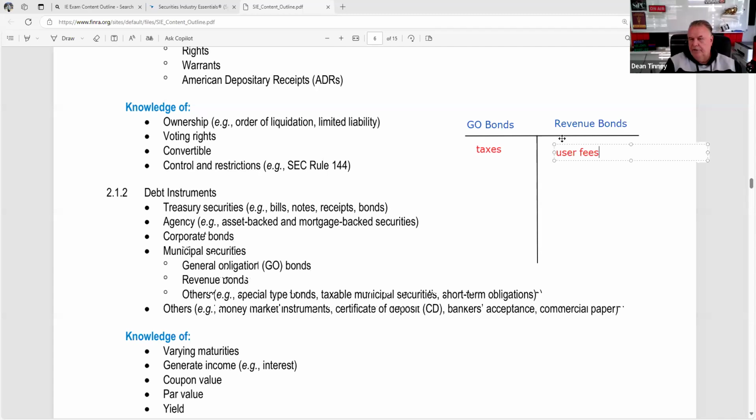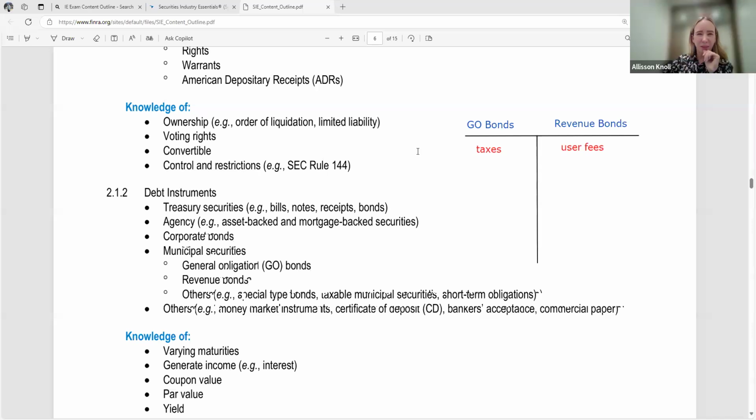So things that are free are usually financed with GO bonds. What I mean is, well, they're not free, but we're not actually charging you. For example, let me give you what they like. They like these least likely, most likely kind of questions. It's a user fee. User fee would be like the airport.